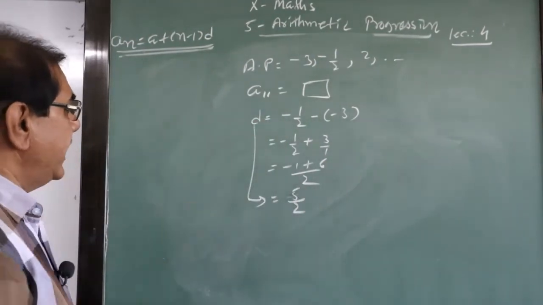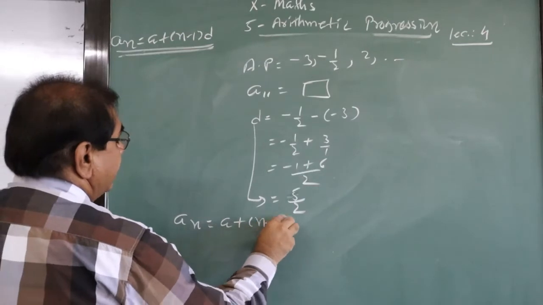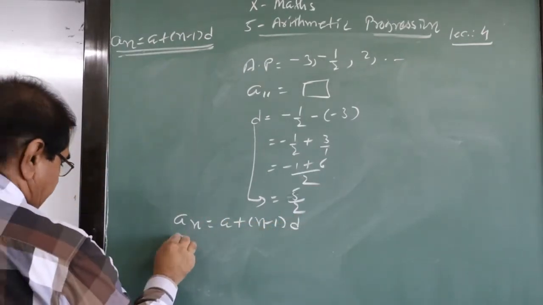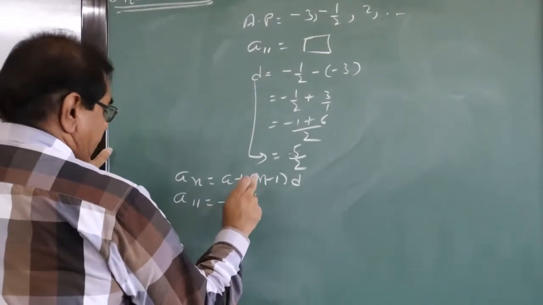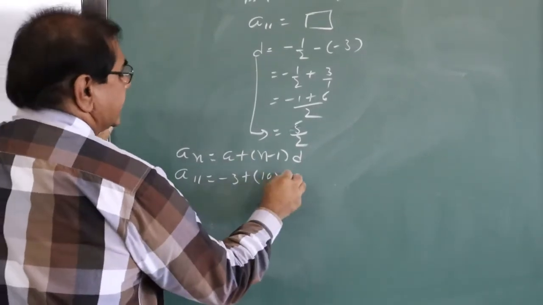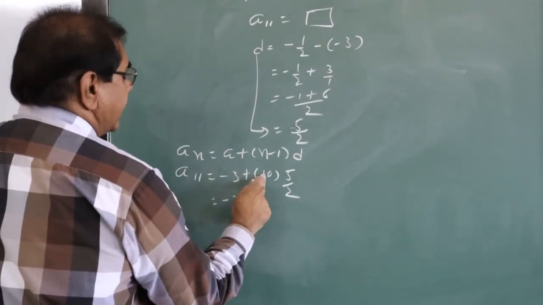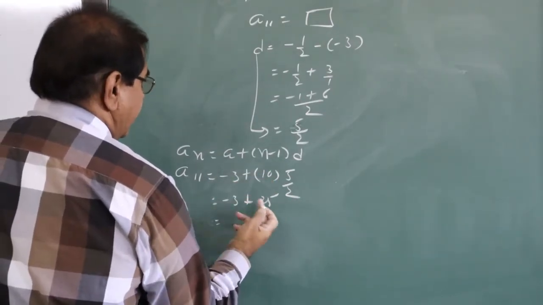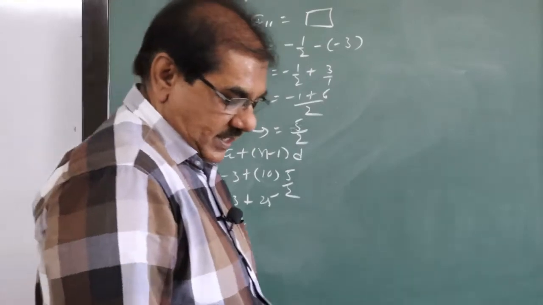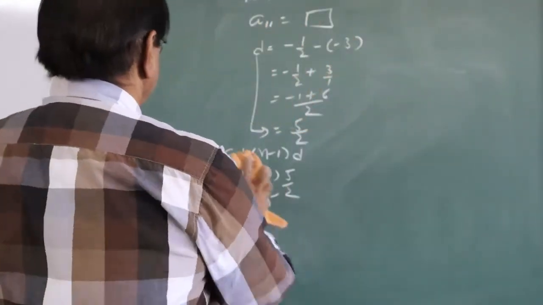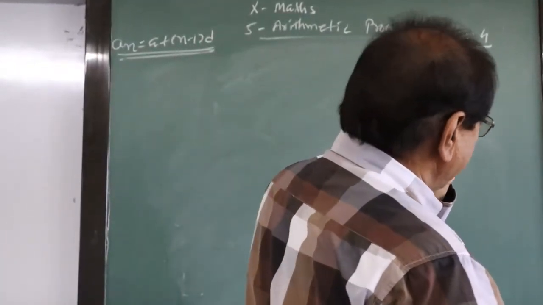Okay? Now, you want to find out A11. I write the formula first. An is equal to A plus n minus 1 into D. Okay? A11. What is A? Minus 3 plus 11 minus 1, 10. Difference is 5 upon 2. So, minus 3 plus 2 5s are 10. So, 5 5s are 25. So, 25 minus 3 is 22. So, your 11th term will be 22. It is also a kind of MCQ type of question. Okay? We go ahead now. We take one more question.